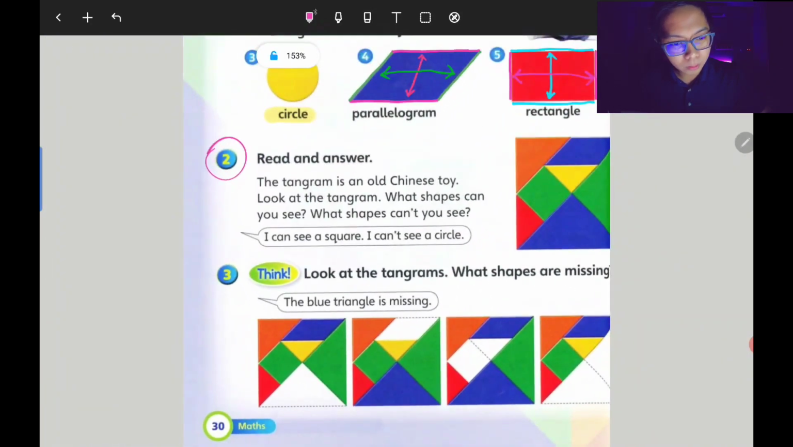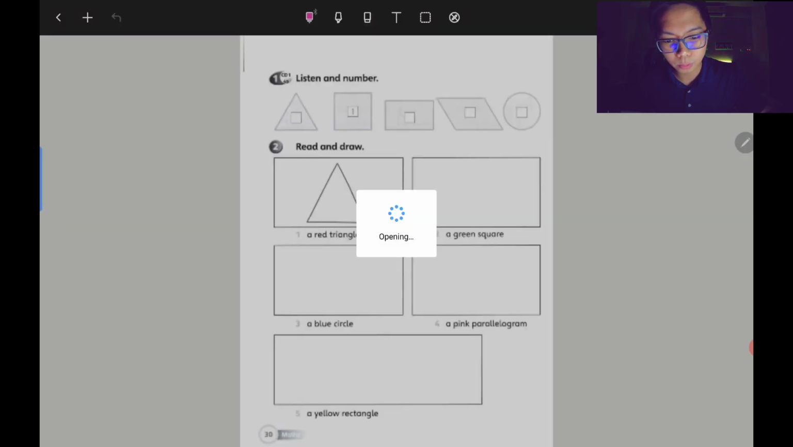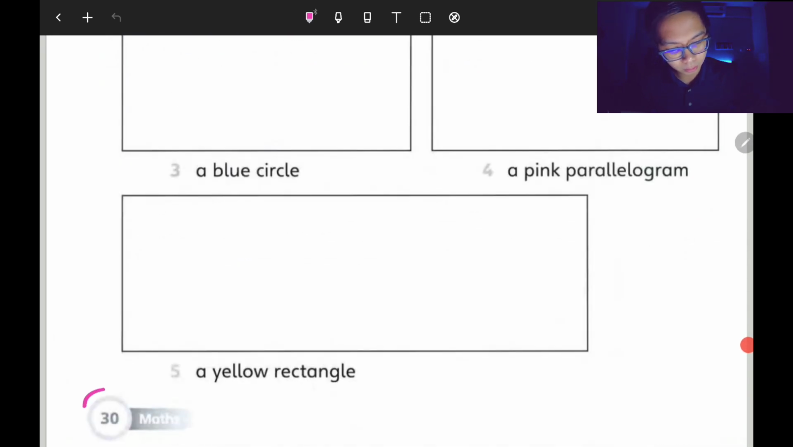Okay, so as our exercise, let's see on our Supermind book, it's also on page 30. Okay, on page 30, muka surat 30, maths.